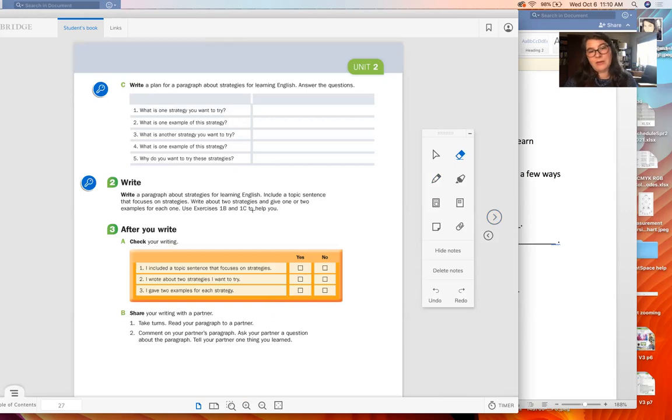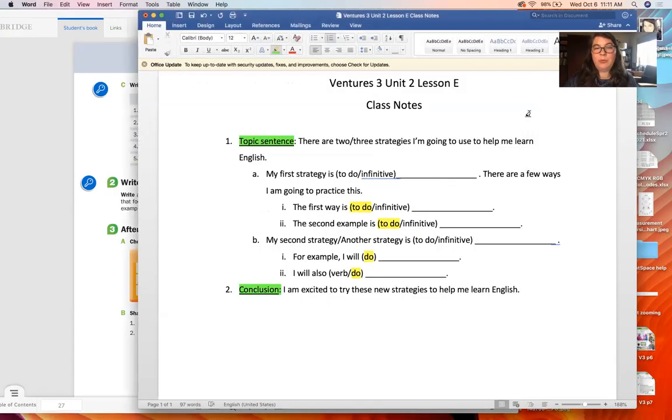Okay, so the notes on here, this is basically what we just talked about. Write a paragraph about strategies, include topic sentence, 2 strategies, and give 1 or 2 examples for each. Okay, sound good? Please at least look at this page or print it out. All you need to do is fill in these blanks and then write it together as a paragraph without the 1A and the 1 and 2B, okay? Keep them together.